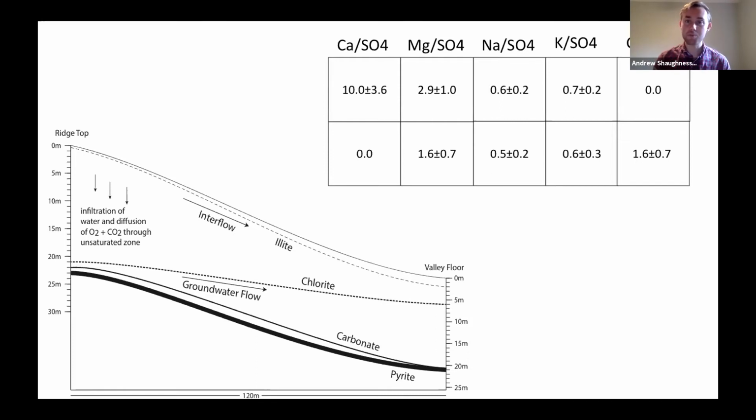And so this is the composition matrix that we get. And I'm going to think about this now in a geologic context of Shale Hills. How can we interpret this matrix that we get? And so this here is a cross section of Shale Hills.